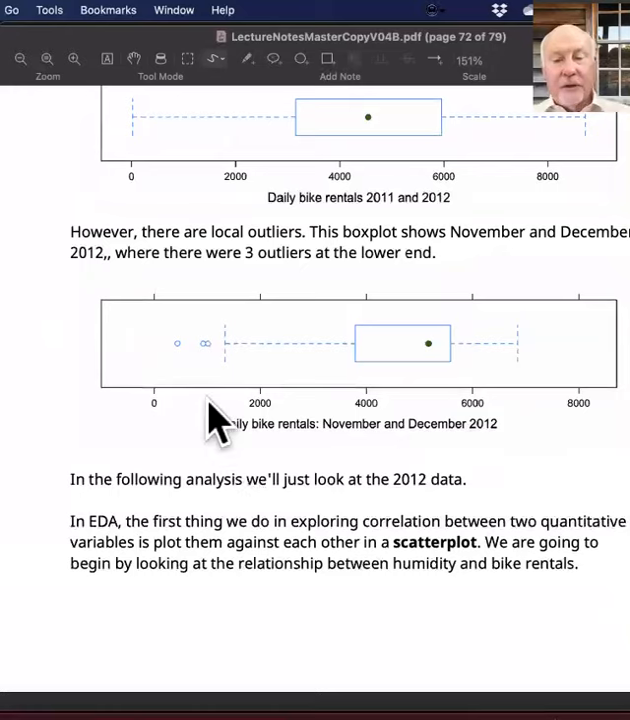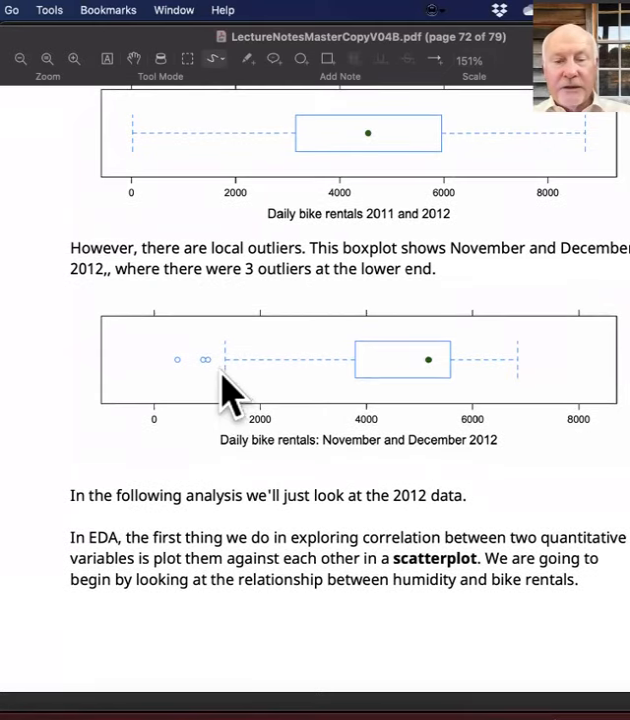I've also got a box plot here just for November and December 2012, the last 2 months of 2012, and you can see there are outliers there, and it's not as symmetrical. This is something you need to be aware of when you're looking at data that comes from a time series. You can have situations where there are no outliers overall, but there may be local outliers.